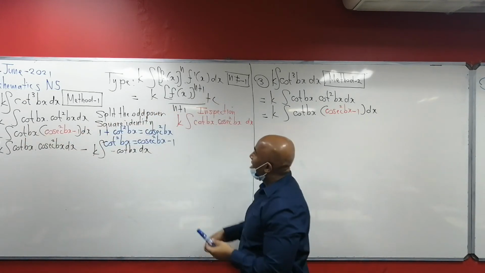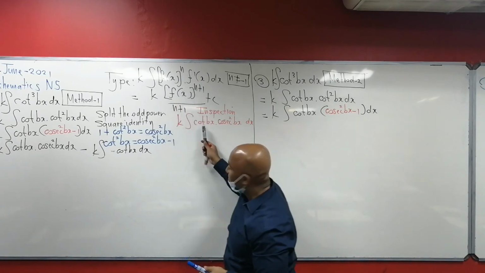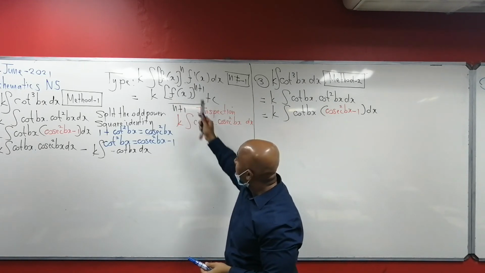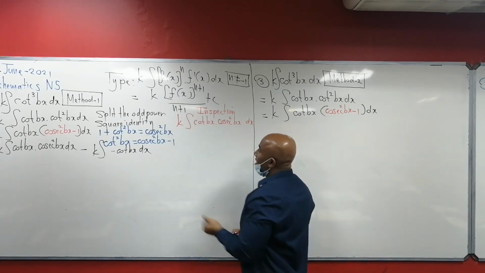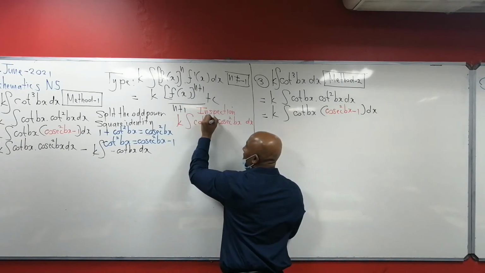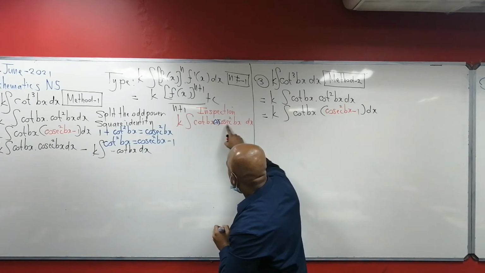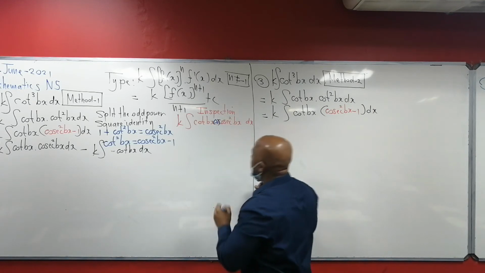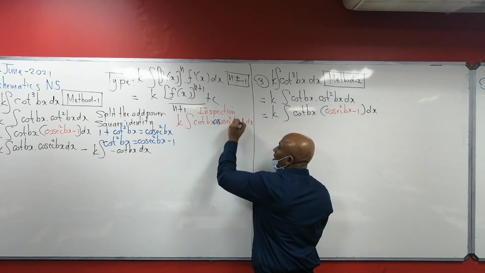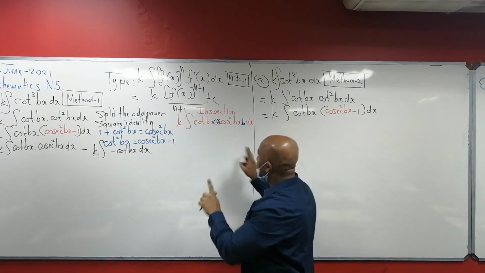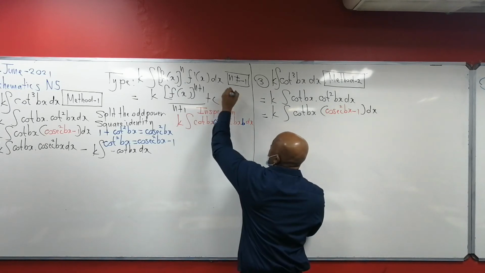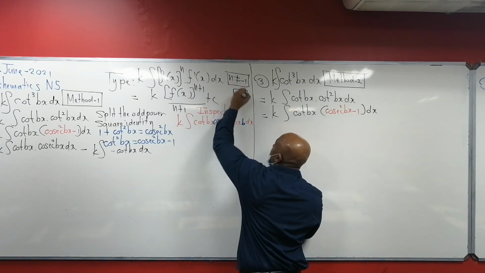So what is the exact derivative? You've got f of x, which is cot. What is the exact derivative of cot? It is going to be negative, so the negative is missing, negative 1 here. So it's negative cosec squared bx times what? B. Times b. So what's missing here is basically minus b.